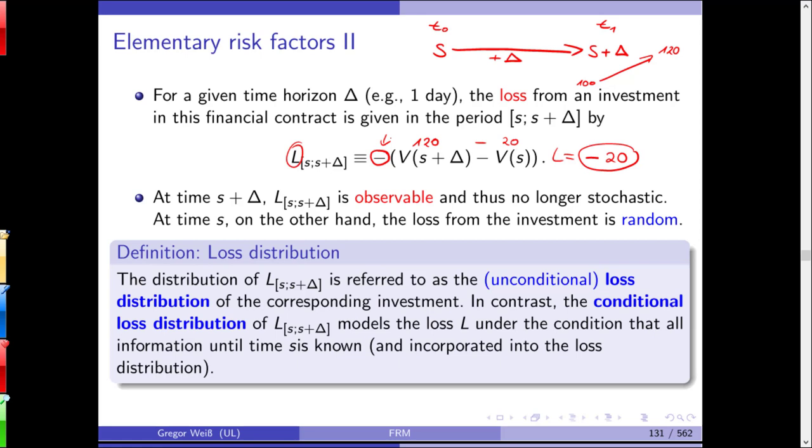At S plus delta, the value is observable and the loss is no longer stochastic. However, if we are starting here at S, then this is obviously in the future, and the loss and the future value of the position is unknown. So the loss from the investment is random. Now we can distinguish two things. If the loss is modeled by using an unconditional loss distribution, this is unconditional modeling, this is static risk management. But if, in contrast, we are interested in the conditional loss distribution, this means that we are modeling the loss L under the condition that all information until this time is known and incorporated in the loss distribution.